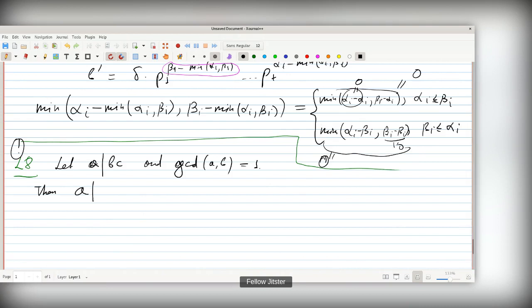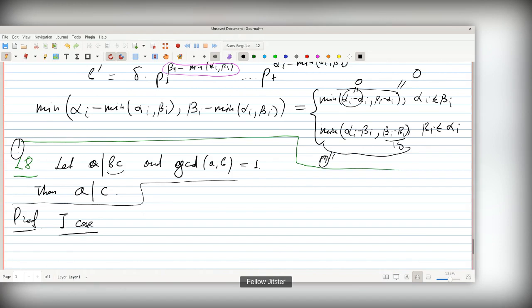So that means that A must divide the remaining number. This fact is very important and frequently used. So if A divides something, you can cancel from this product everything which is coprime with A. Okay, let us prove this important statement.